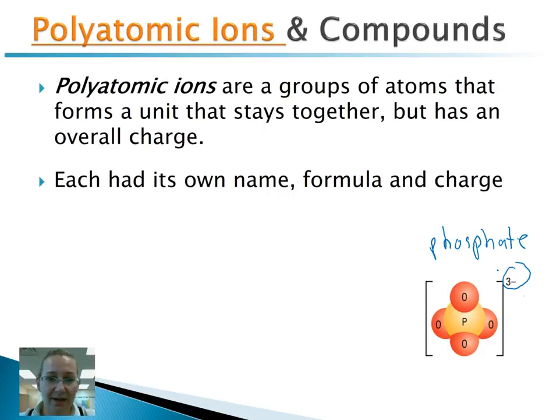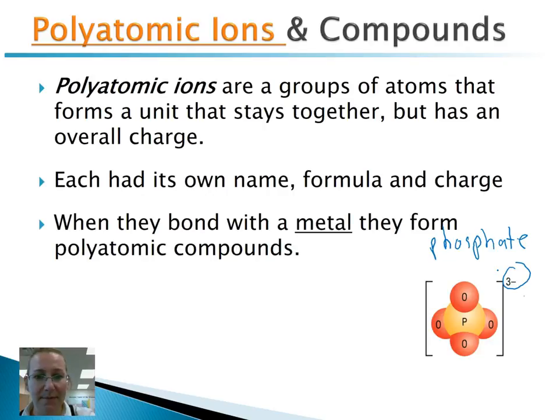Unfortunately, you have to actually know the name, the formula, and the charge for each of the polyatomic groups. There's no easy math formula to actually figure it out. Now, when a polyatomic ion like phosphate bonds with a metal, they form what is known as a polyatomic compound. They form an ionic bond just like an ionic compound because they're opposite charges attracting one another. But they're called a polyatomic compound because it's made up of more than 2 elements.